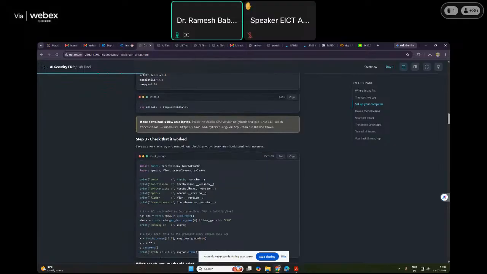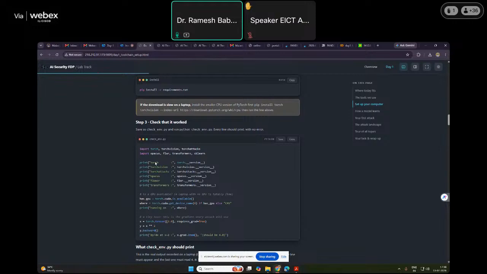The next part is how you check whether your environment has all the packages or not. This is a small code snippet.